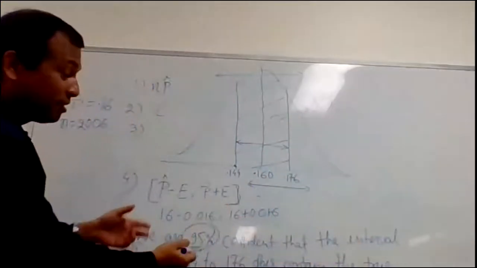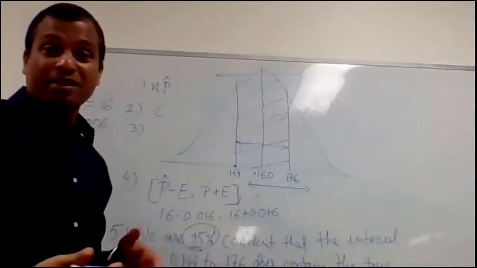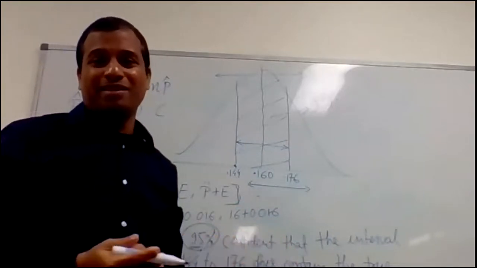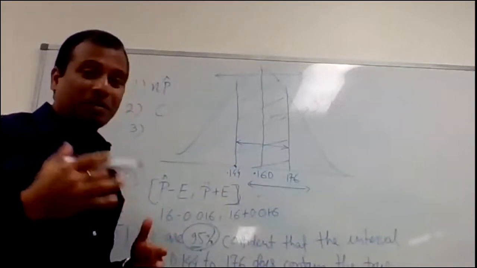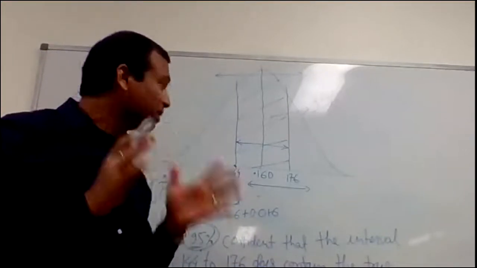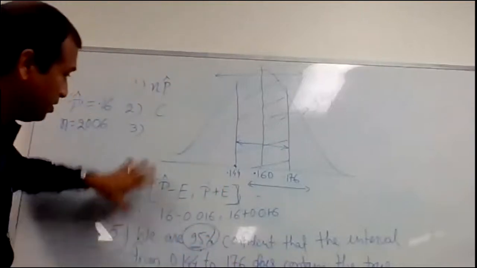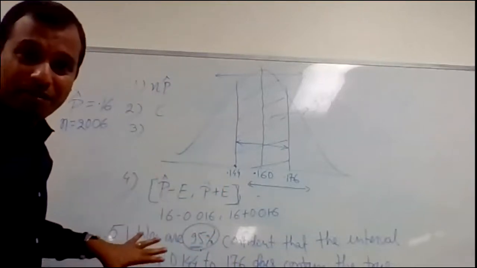That's why there is no concept such as a 100% confidence interval. That will be meaningless. Try to analyze what I'm saying, and probably over a period of time it will come to your mind. But anyway, did you understand this one? All 5 steps?